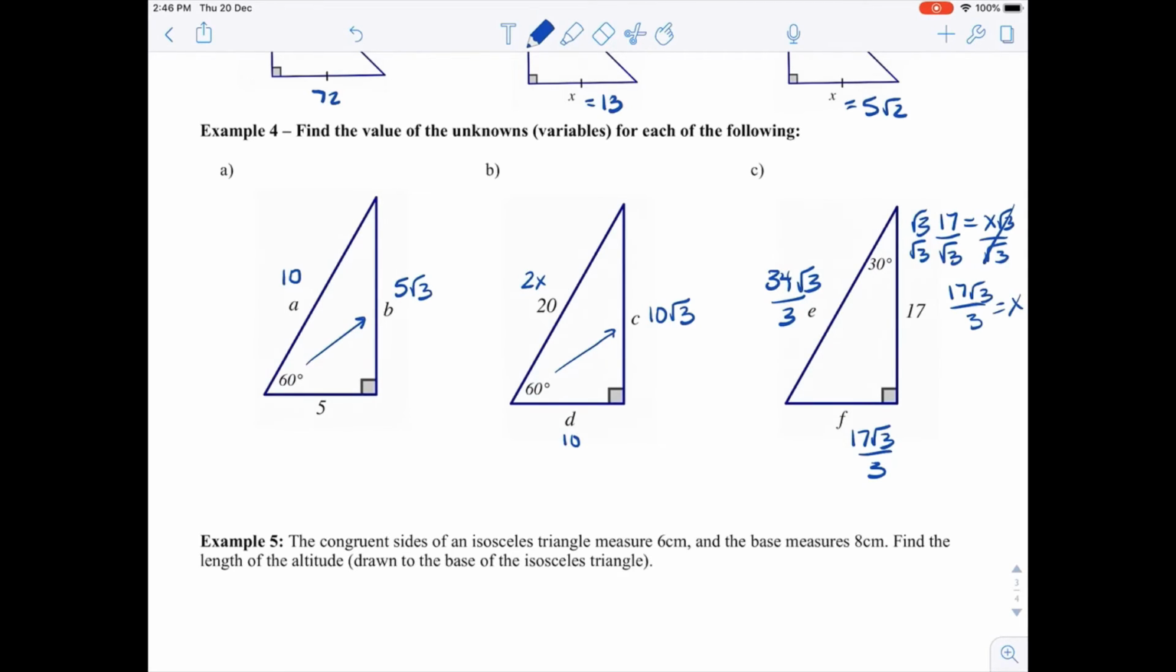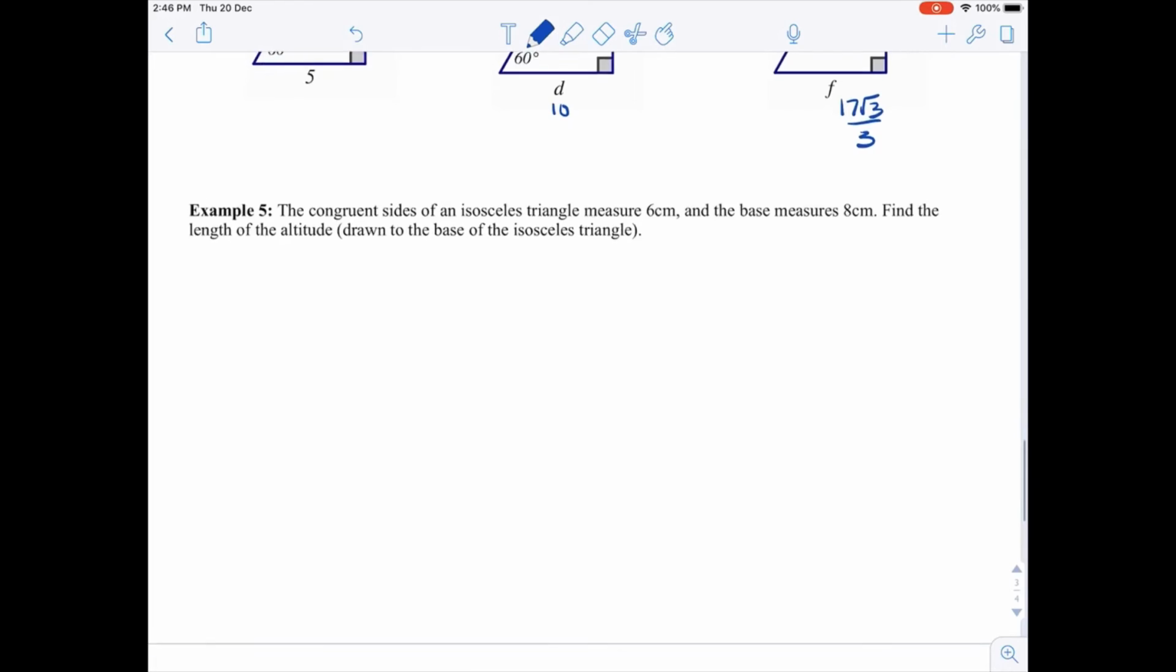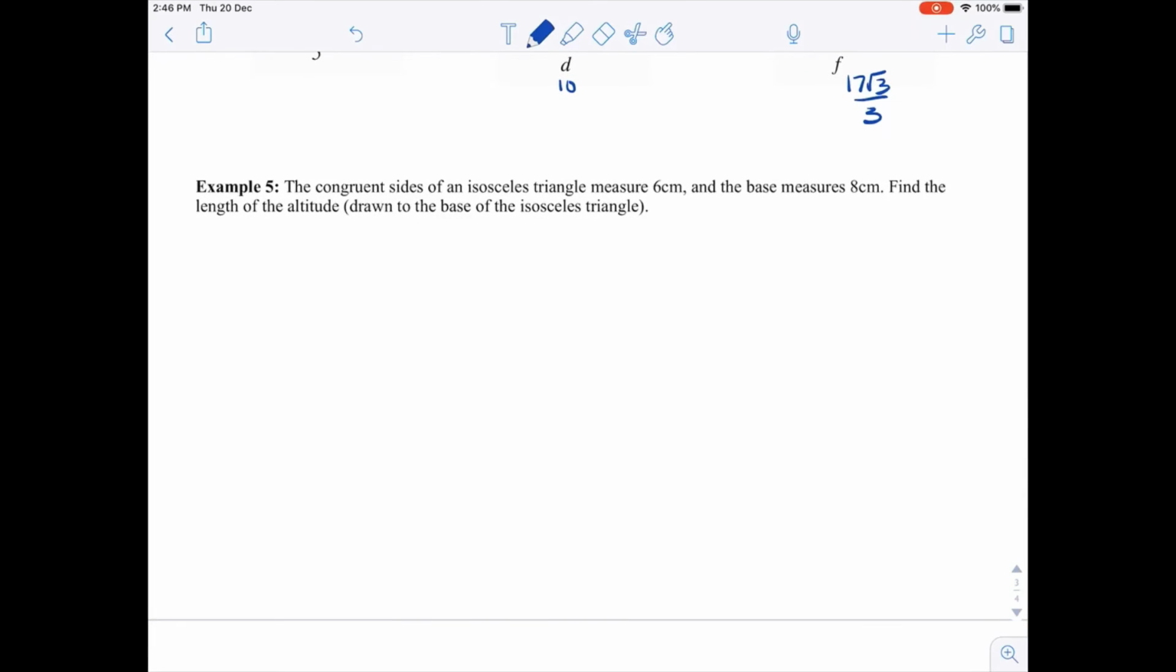Then you don't have to do all of the algebra here. All right, let's keep going. The congruent sides of an isosceles triangle measure 6 and the base measures 8. Find the length of the altitude. All right, well, let's first draw a diagram.